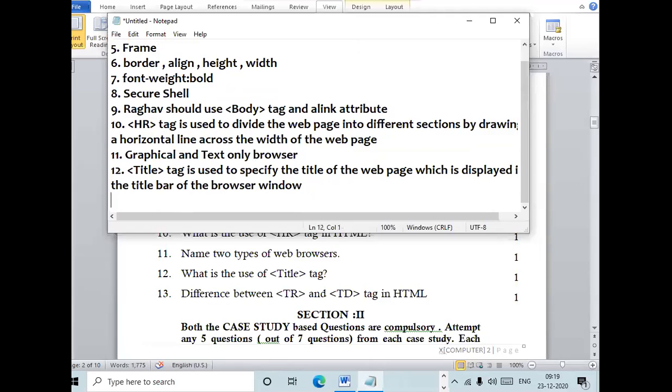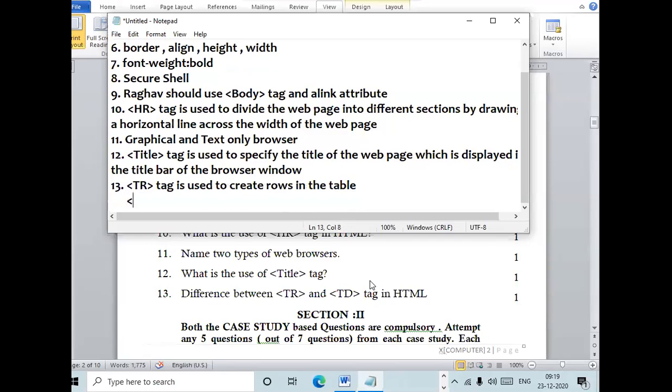Now next question, differentiate between TR and TD tag. Beta, many times I have told you, full form point is no point. Try to cover important points. TR tag is used to create rows in the table. TD tag is used to create data cells in the table. Right?